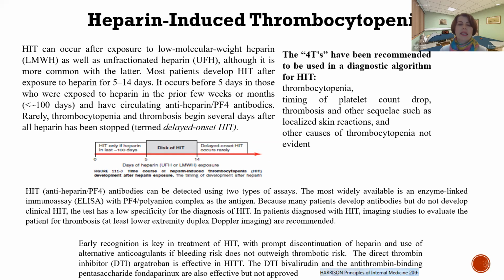Early recognition is the key in treatment of this disorder, with prompt discontinuation of the heparin and use of alternative anticoagulants, as bleeding risk does not outweigh the thrombotic risk. The direct thrombin inhibitor argatroban is effective in patients with heparin-induced thrombocytopenia. Bivalirudin and the antithrombin-binding pentasaccharide fondaparinux are also effective but not approved.